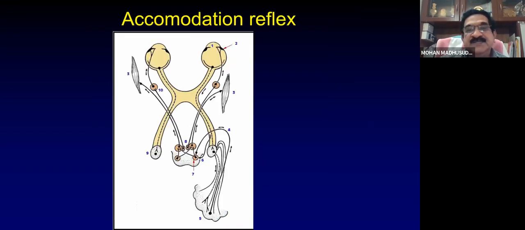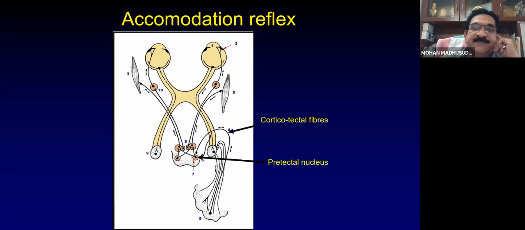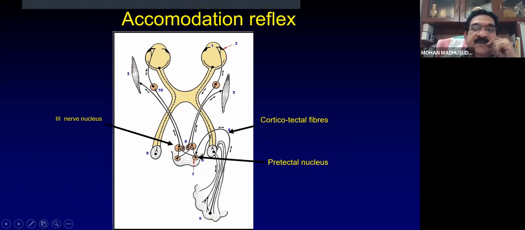Okay, then you want to know the convergence pathway. Convergence pathway is this one. We do not know exactly how the convergence pathway is arranged. There are two pathways. One goes to the cortex, visual input goes to the cortex, and the corticotectal fibers go to the pretectal nucleus, and then to the third nucleus to produce accommodation. It will not come to the pretectal region where the pupillary fibers are going into the tectal nucleus. So a lesion here in the tectum, proximal and dorsal to the pretectal nucleus, can affect only the pupillary fibers.